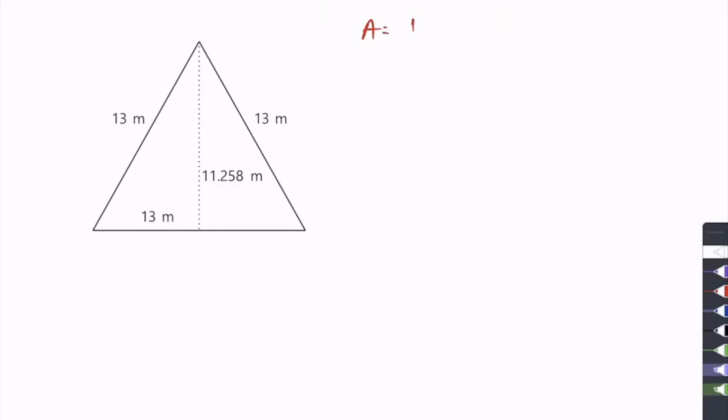Area equals a half base height. So it's equal to a half times 13 times 11.258. So this is a slightly trickier calculation now. I can't do half times 13. Well, I can get 6.5 and then multiply that out. But either way, I'm going to have to do a multiplication with decimals, and then I'm going to have to do division. So let's just do 13 times 11.258 first.